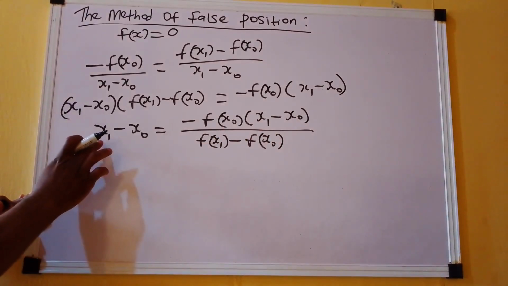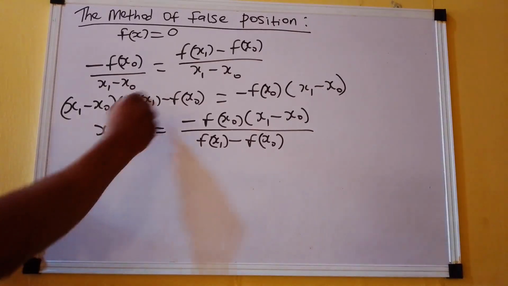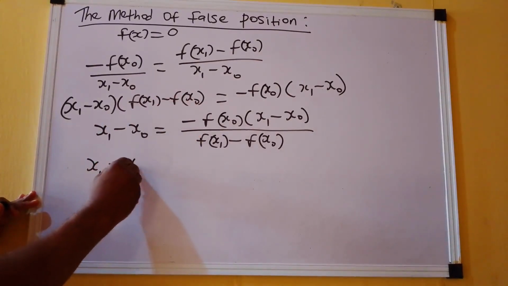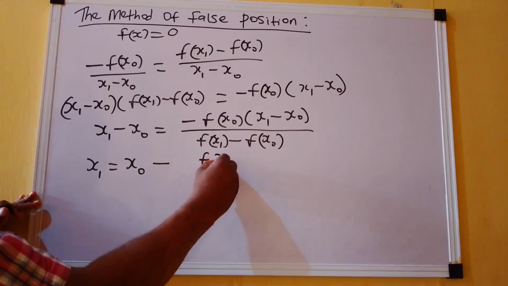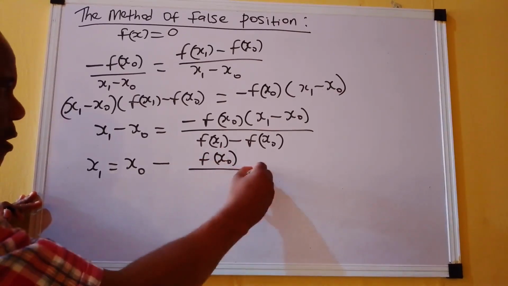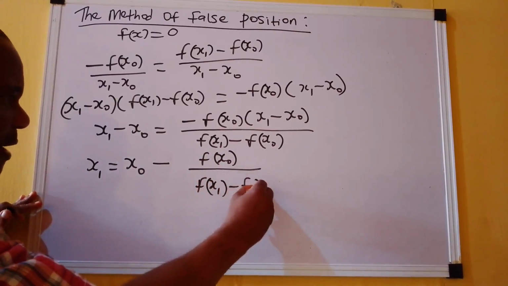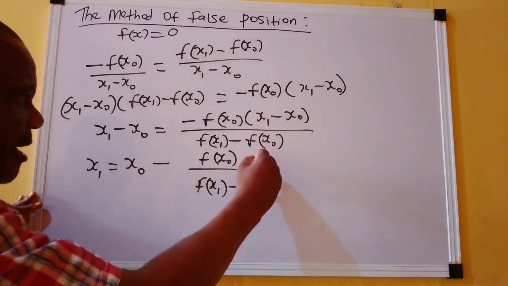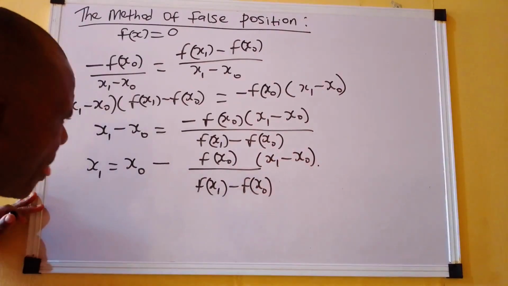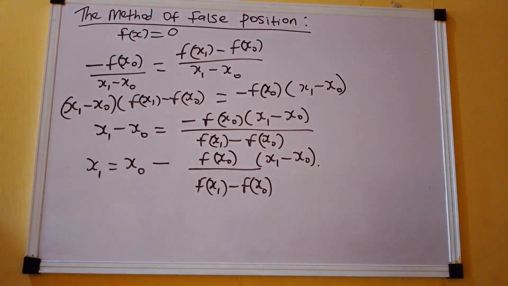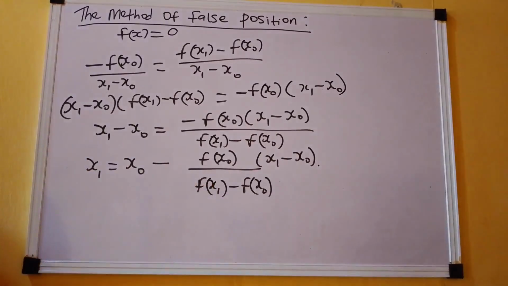So now, making x1 the subject of the formula, x1 will now be equal to x0 minus f of x0 all over f of x1 minus f of x0, then you now have (x1 minus x0). Now you can see that the x1 formula is having x1 in between.